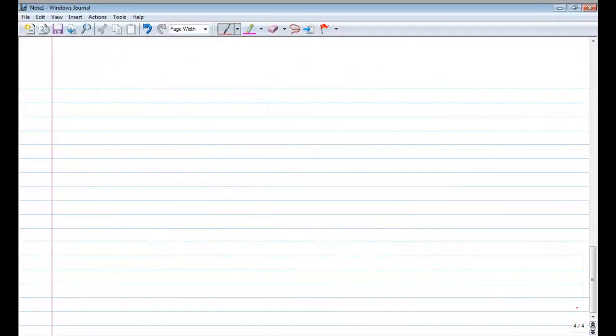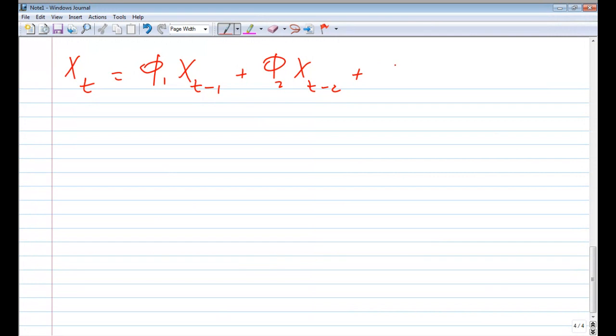Okay. Let me just go to the next page. Autoregressive of order 2. Xt is equal to phi 1 xt minus 1 plus phi 2 xt minus 2 plus zt. And zt is a white noise with mean 0 and variance sigma squared.